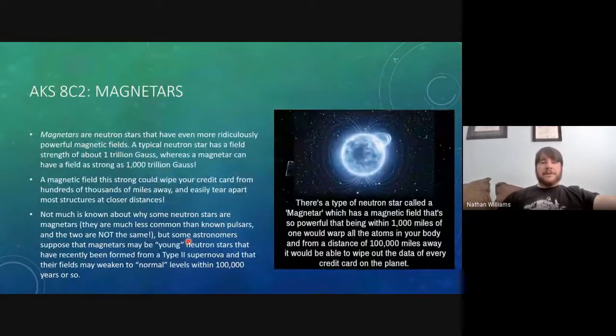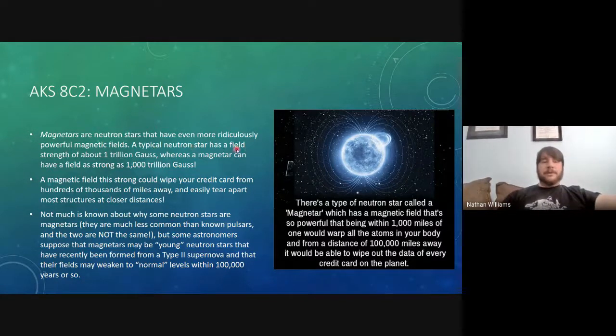Now, so we said most neutron stars are probably pulsars, but maybe not all of them. This is probably the major exception, and we call these magnetars. And these are neutron stars that have the most ridiculously powerful magnetic fields that we know of for any type of normal object. Maybe some black holes have a more powerful magnetic field, but otherwise, this is kind of it.